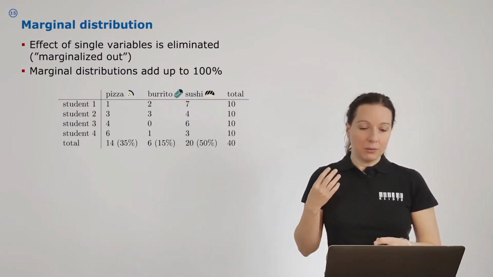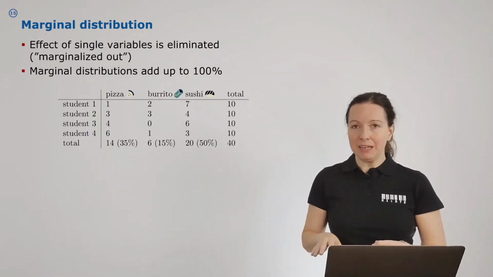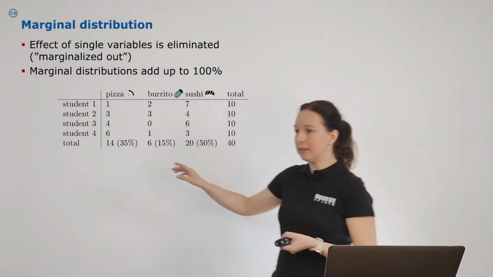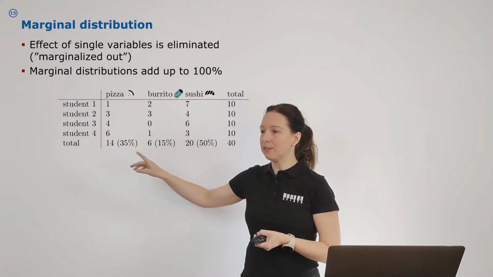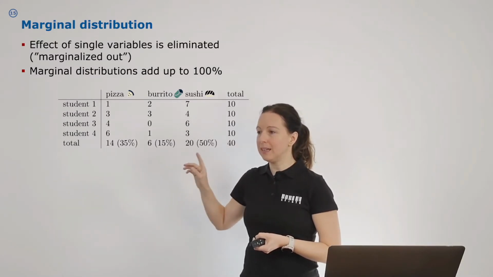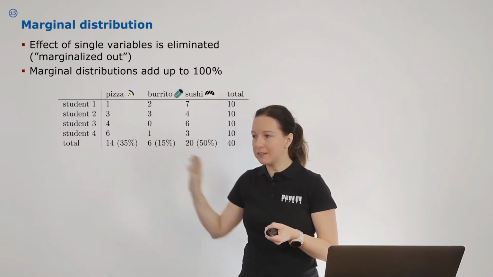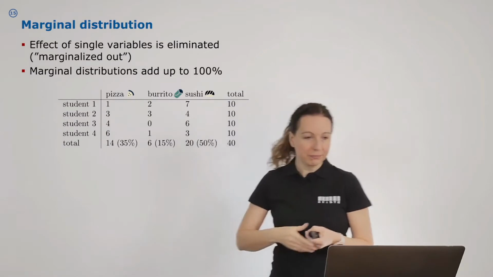And so that means the overall preference should be independent of the single students. And what you do is nothing else than summing up. And when you sum for pizza, it's 14, for burrito it's 6, for sushi it's 20. So obviously you like pizza and sushi, not so much burritos, when you look at the whole group.